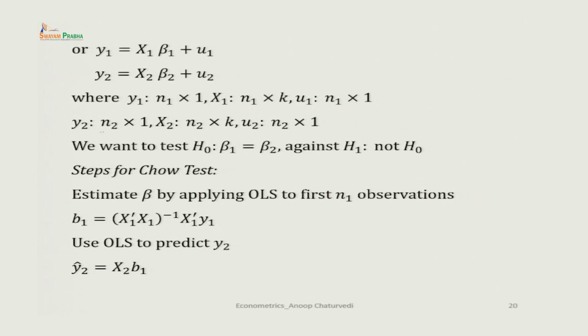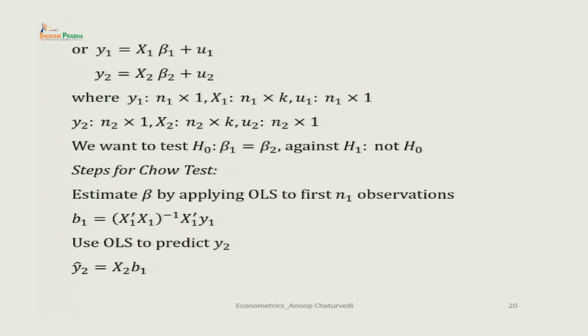Similarly, y2, x2 and u2 are of orders n2 cross 1, n2 cross k and n2 cross 1 respectively. Now, we want to test the hypothesis beta 1 equal to beta 2 against the alternative not H naught.